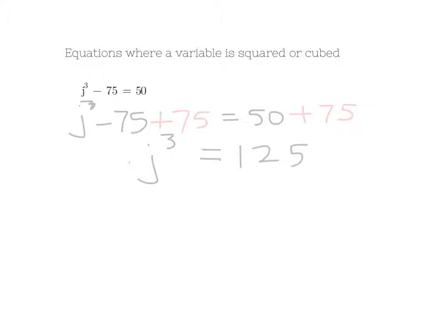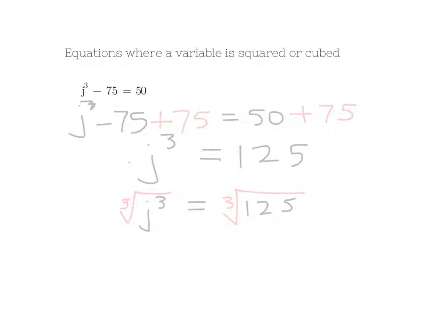Now, the j is not by itself yet. It's got this pesky 3 up here. It's got a cube. How do you undo a cube? What's the opposite of cubing? Well, it's to cube root. So we'll take both sides and we will cube root them. So the cube root of j cubed and the cube root of 125.